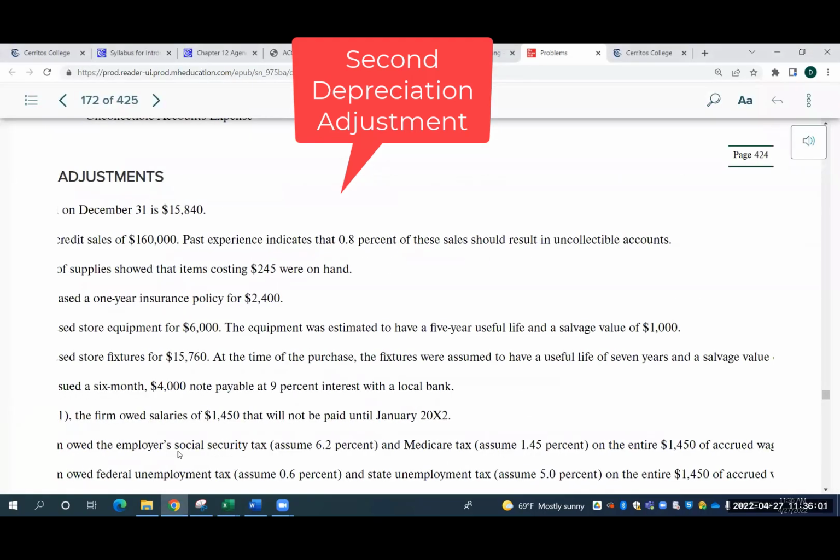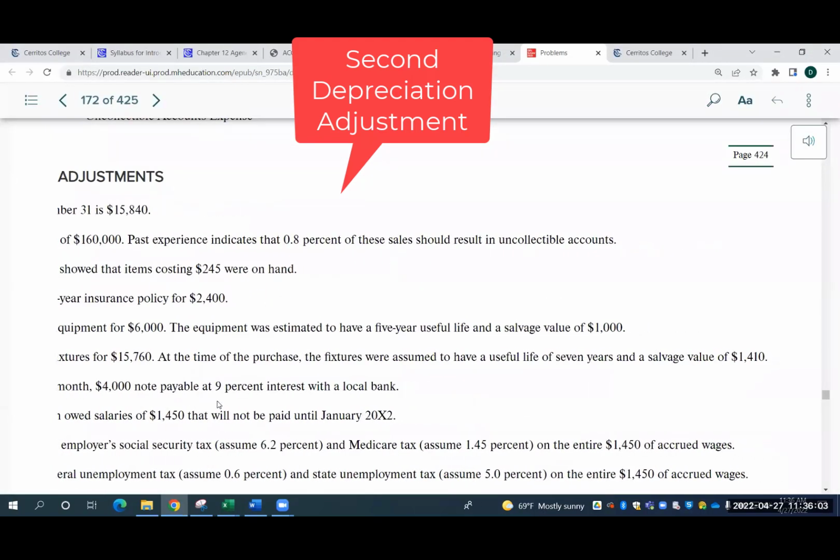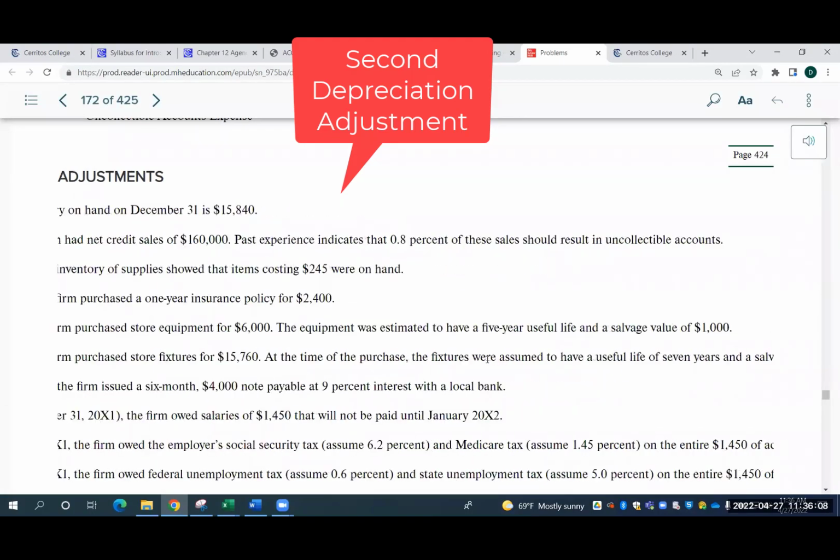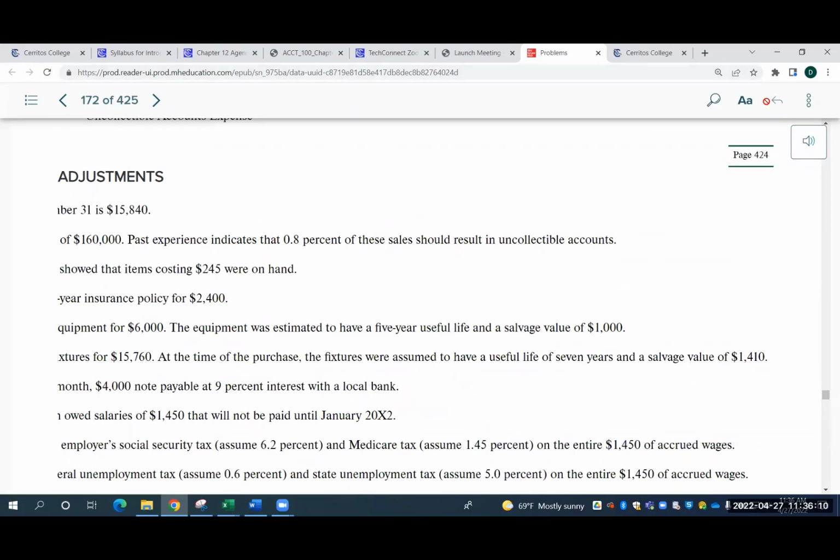Grab your book. We'll go look here. It has a life of 7 years and a salvage value. Did it get cut off here? Give me a second. Of $1,410. Okay, the salvage value is $1,410, and it was a life of 7.